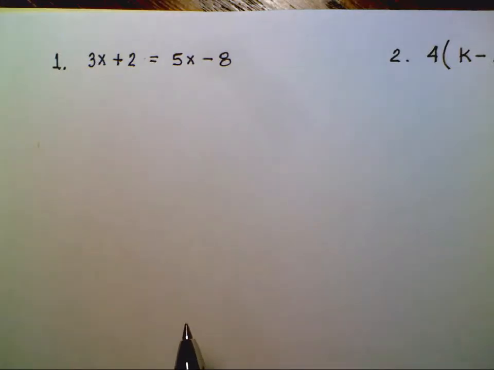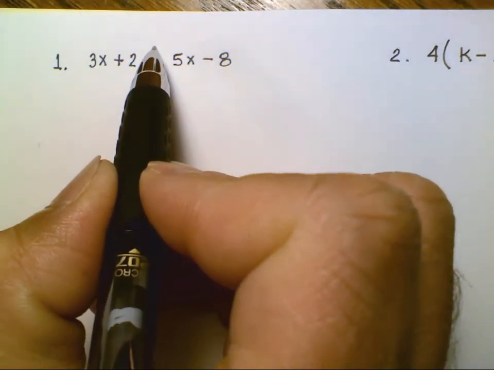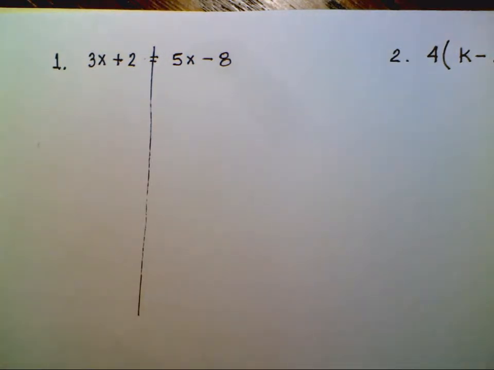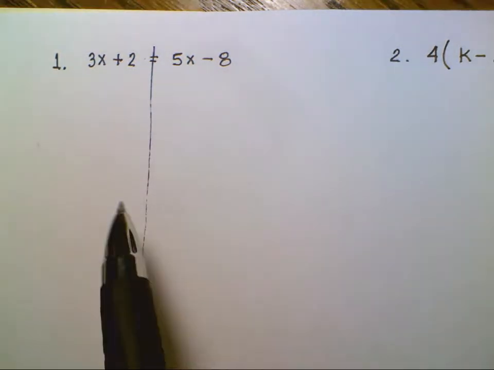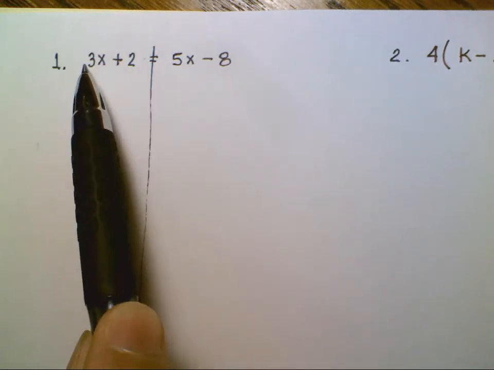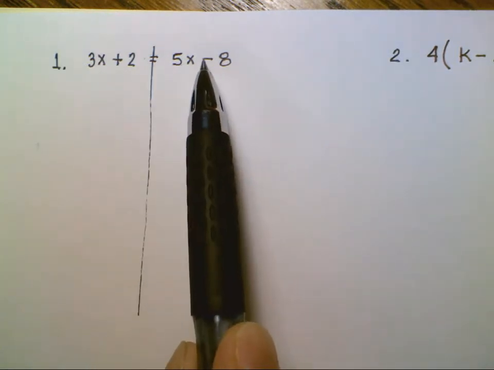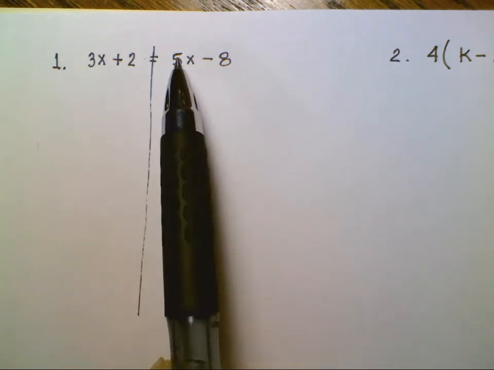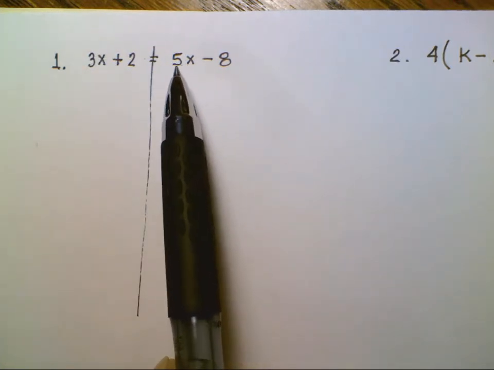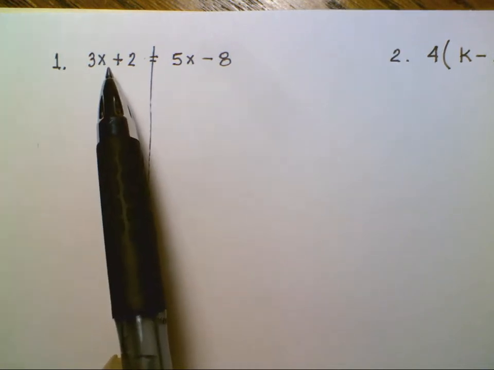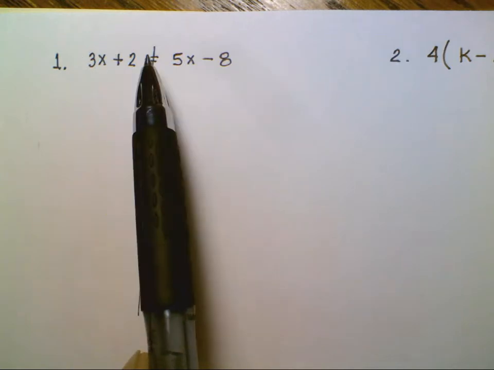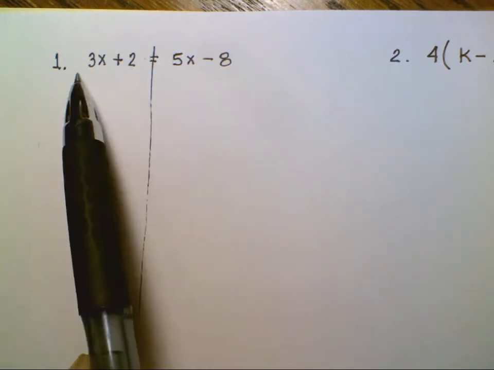Some of you are used to drawing a line at the equal sign to keep track of what we were doing. For my class, I've been saying if you have 3x plus 2 equals 5x minus 8, we need to move all the variables to one side. In this case, it doesn't matter which side, so you can choose to move 3x to the right or 5x to the left. In this case, I'm going to move 5x to the left.